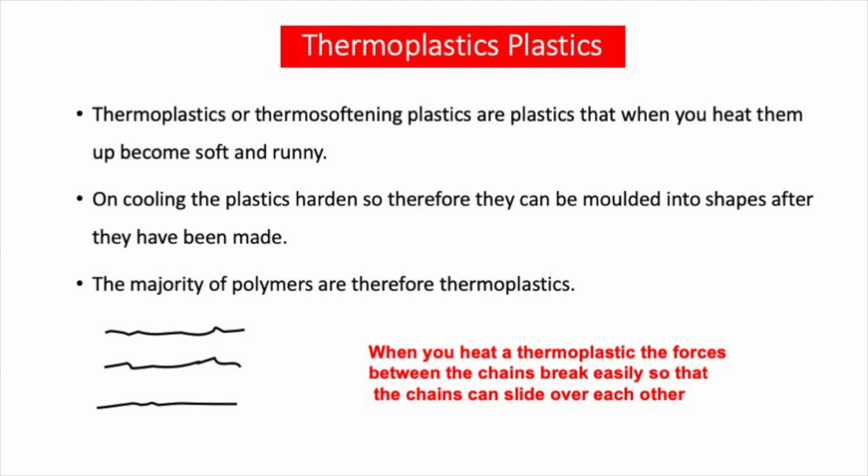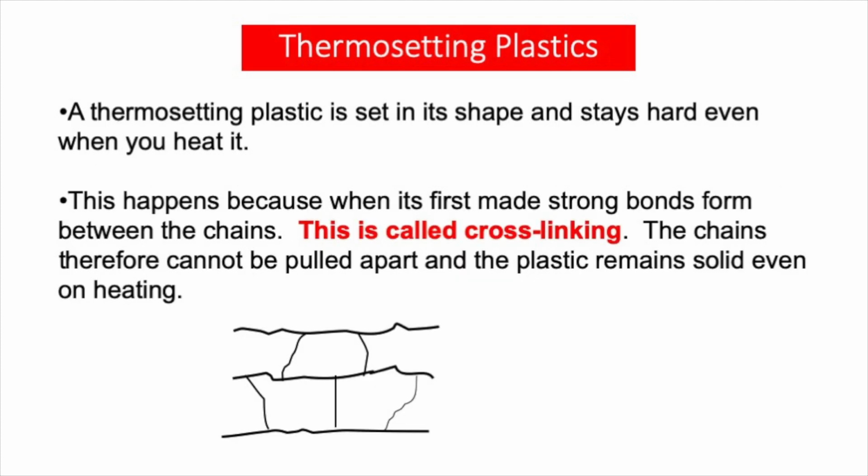So for example, PVC, polyethene, polypropylene, they're all thermoplastics, because when you heat up the thermoplastic, the forces between the chains break easily. The chains slide over each other and the plastic melts. It becomes soft and runny.